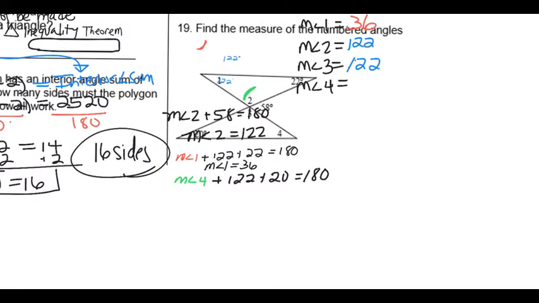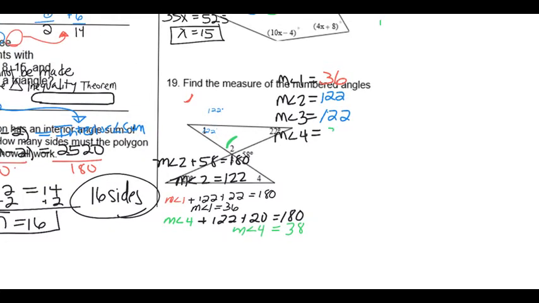And that would mean that the measurement of angle 4 equals 38. And we found all 4 angles. That concludes page 2. On to page 3.